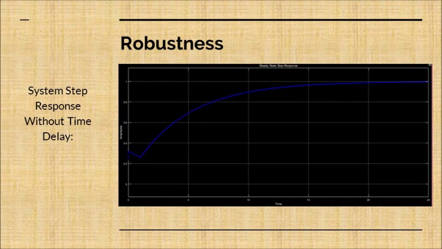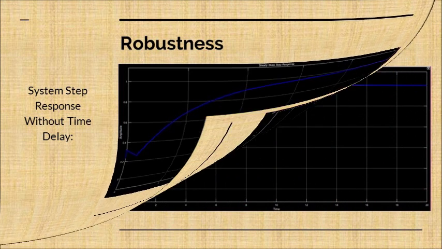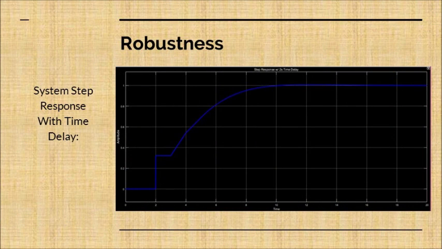For our test of robustness, we chose time delay. First, you can see we plotted the step response of our feedback control system to see what we should compare the different time delays to. This shows that after 15 seconds, our step response levels out to an amplitude of 1. We used the transport delay function to simulate different time delays.